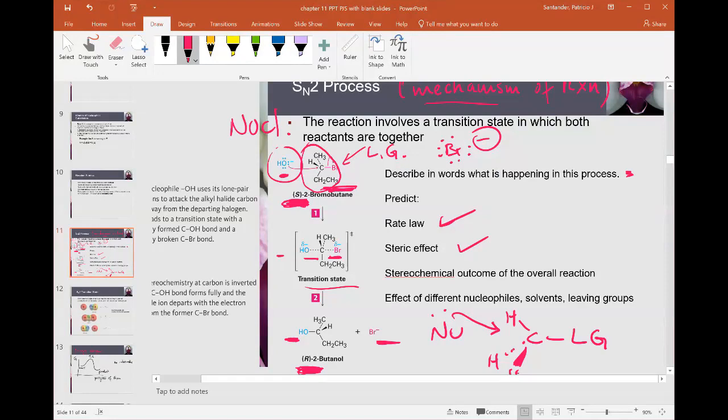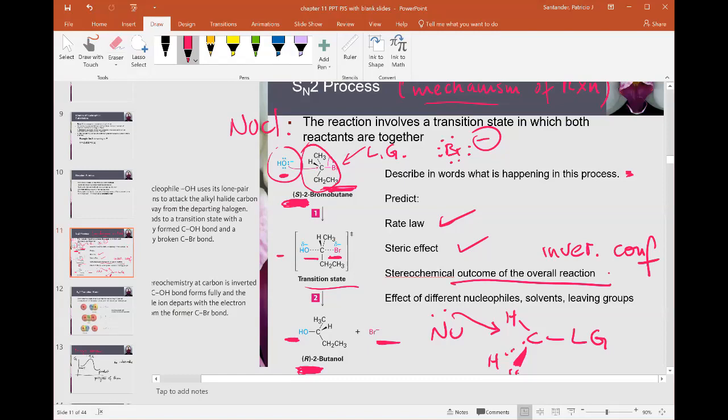So we said that from the stereochemical point of view, we can say that there was an inversion of the configuration. If you start with the S, you get the R. If you start with the R, you will get the S, right? So that will be the stereochemical outcome of the overall reaction.